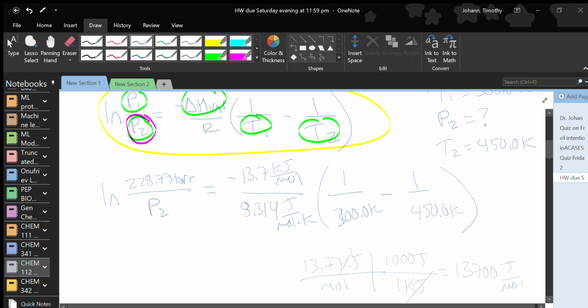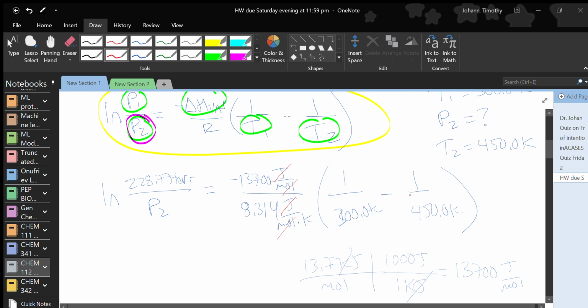I'm going to go over here and erase this and fix it by putting in negative 13,700 joules per mole. All right, now I'm happy because this joules cancels with this joules. Joules on the top and the bottom. Moles on the top and moles on the bottom. Okay, those cancel.